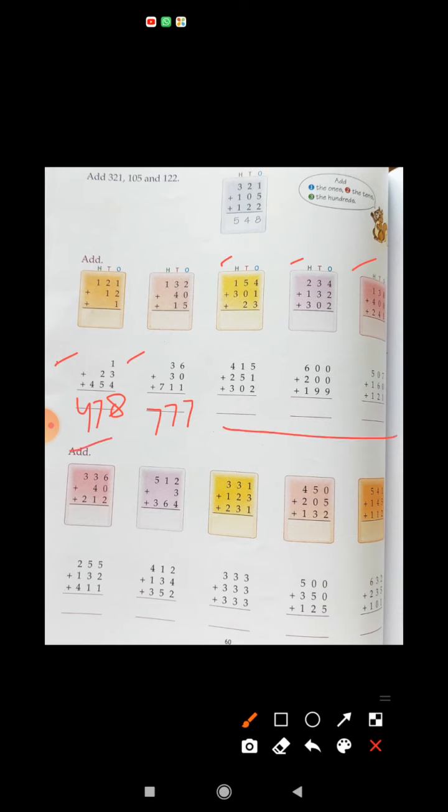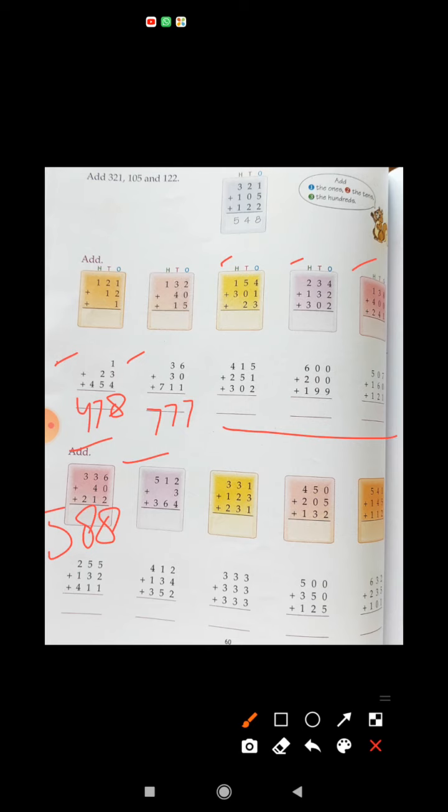Now next question. The question is 333 plus 40 plus 212. First we will add the ones. 3 plus 0 is 3, 3 plus 2 is 5. Add the tens. 3 plus 4 is 7, 7 plus 1 is 8. Now add the hundreds. 3 plus 2 is 5. The answer is 588.